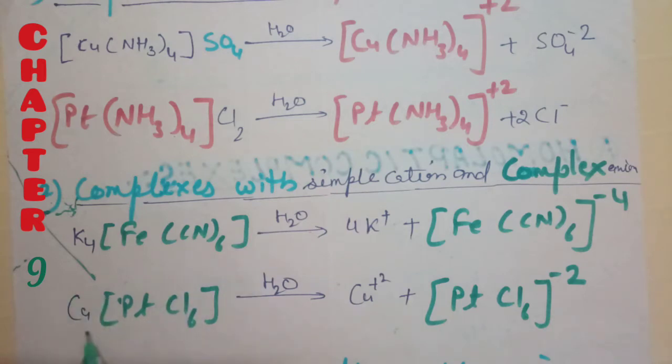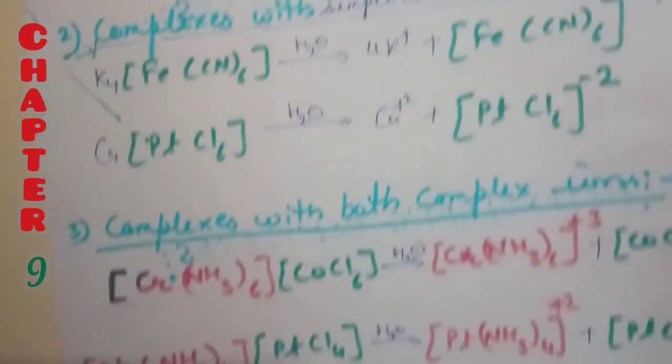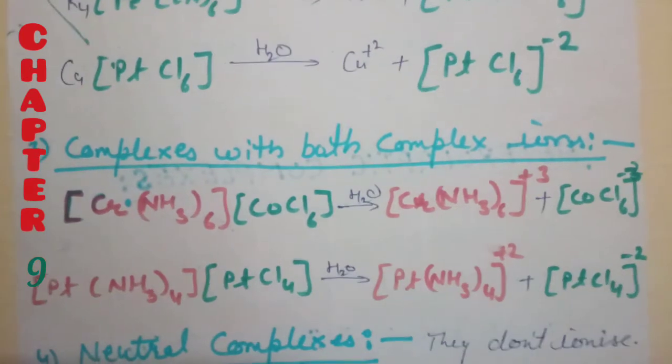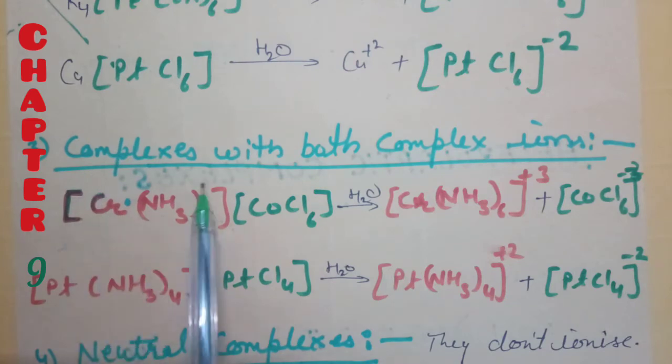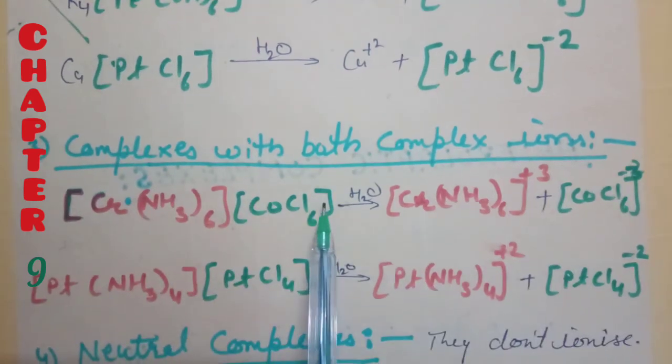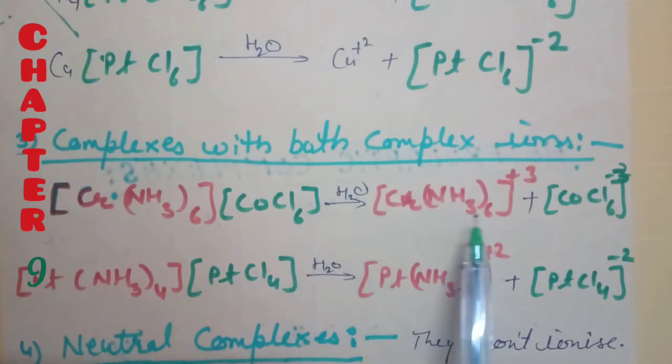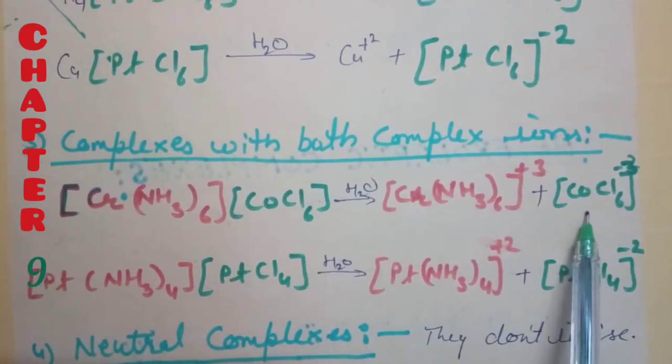Same here, Cu is a simple cation in the ionization sphere and this is the entity. After the ionization sphere, the entity is always negatively charged, so there are 4 potassium simple ions, but it is a complex anion. Here Cu2+ is a simple cation and this is the complex anion. Third type, when both the ions are of complex type, positive and negative both. See, there are two entities in one complex. The first entity will be positively charged and the second entity will be negatively charged. On hydrolysis, a complex cation and a complex anion are obtained.